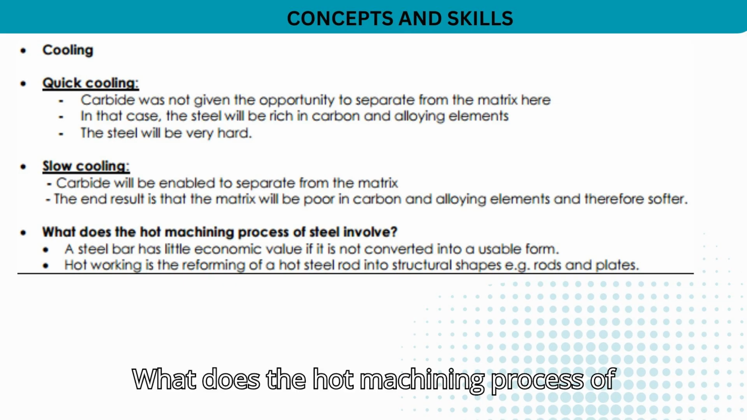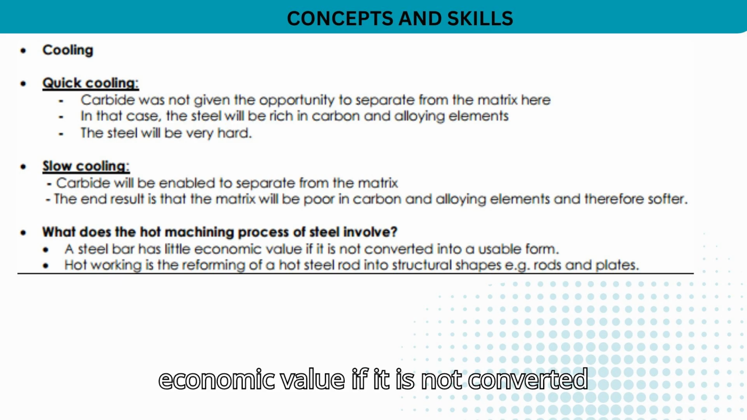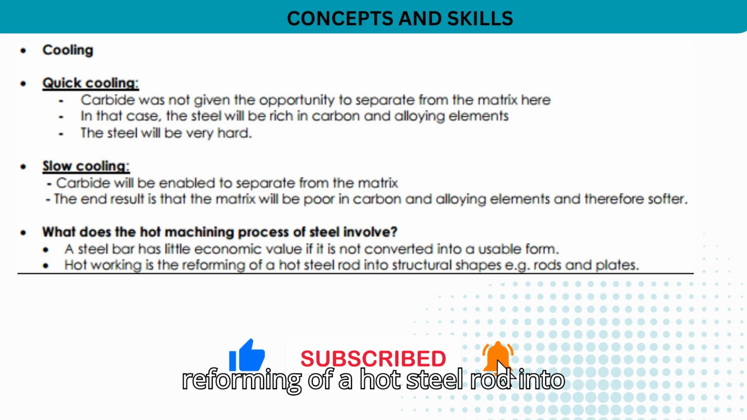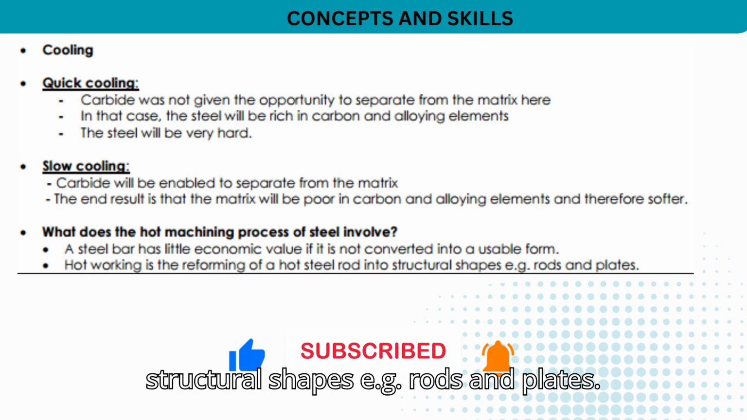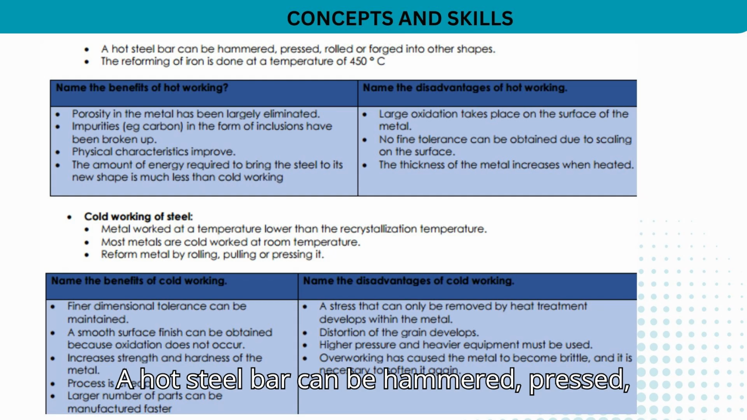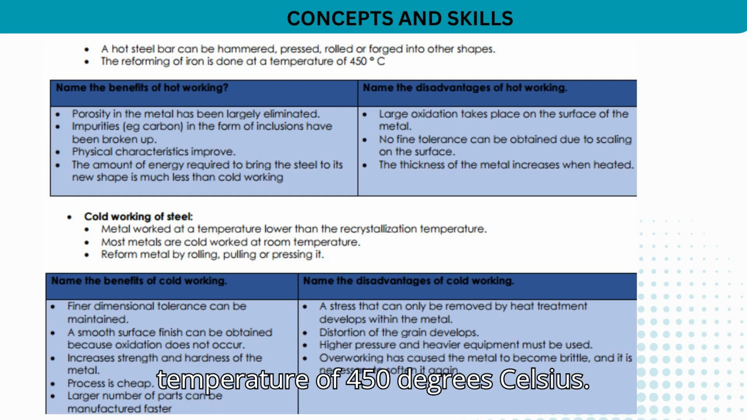What does the hot working process of steel involve? A steel bar has little economic value if it is not converted into a usable form. Hot working is the reforming of a hot steel bar into structural shapes, e.g. rods and plates. A hot steel bar can be hammered, pressed, rolled or forged into other shapes. The reforming of iron is done at a temperature of 450 degrees Celsius.